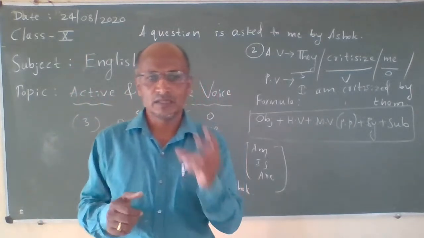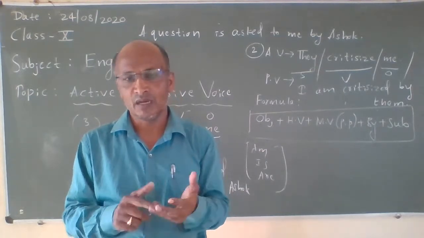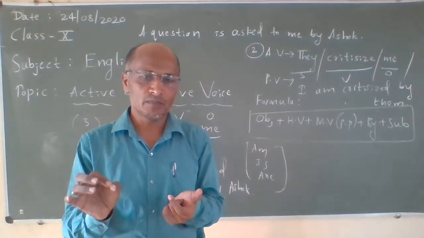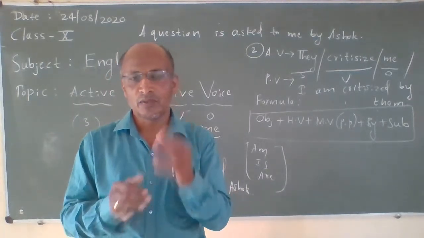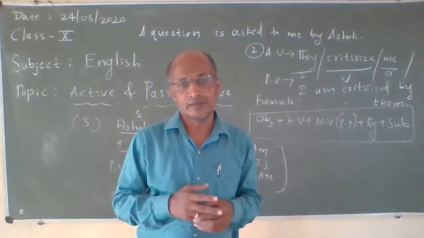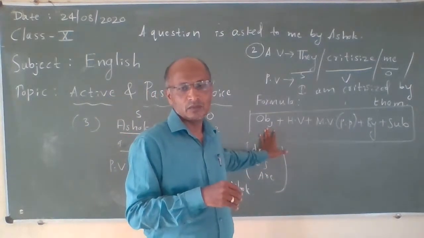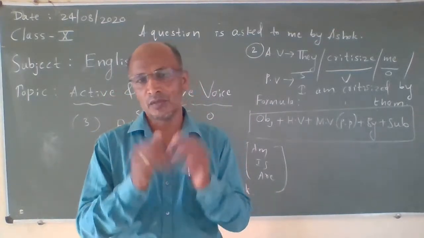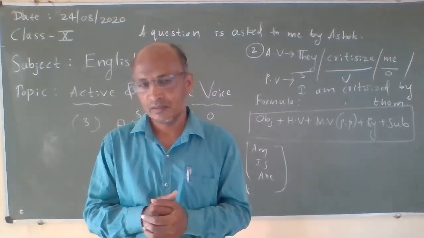So, active to passive related to simple present. As I told you, in simple present, while changing active to passive, we need to take care of the three important helping verbs: am, is, are. Am, is, are are used only in passive form in simple present. Once you keep this formula in your mind, you will be able to change from active to passive voice. You will be able to answer the question, right?